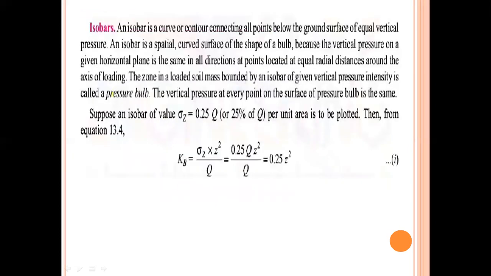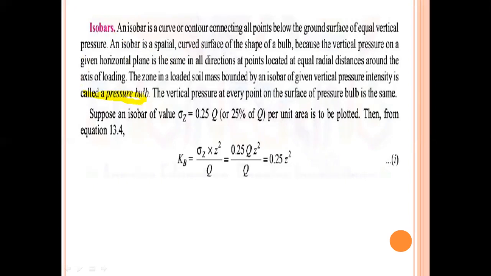First one is the isobar diagram. An isobar is the curve or contour connecting all points below the ground surface of equal vertical pressure. An isobar is the spatial curved surface of the shape of a bulb, because the vertical pressure on the given horizontal plane is the same in all directions at points located at equal radial distances around the axis of loading. The zone of loaded soil mass bounded by the isobar of given vertical pressure intensity is called pressure bulb.